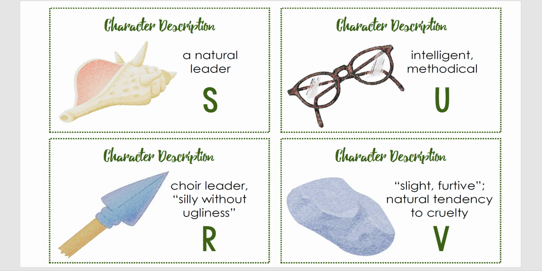Okay, so read through these first 4. A natural leader, intelligent, methodical, slight, furtive, natural tendency to cruelty. Now these quotes are from the text itself, so maybe you can use these in your literary analysis next week. Just a suggestion. And then last one, choir leader, silly, without ugliness. Okay, so pay attention to those letters. I'm going to skip to the next set of 4 character descriptions, but remember you can move through the video or the PowerPoint slides as you need.